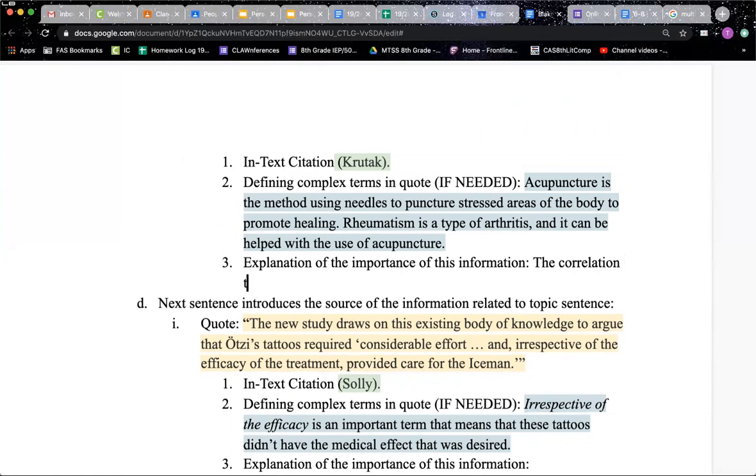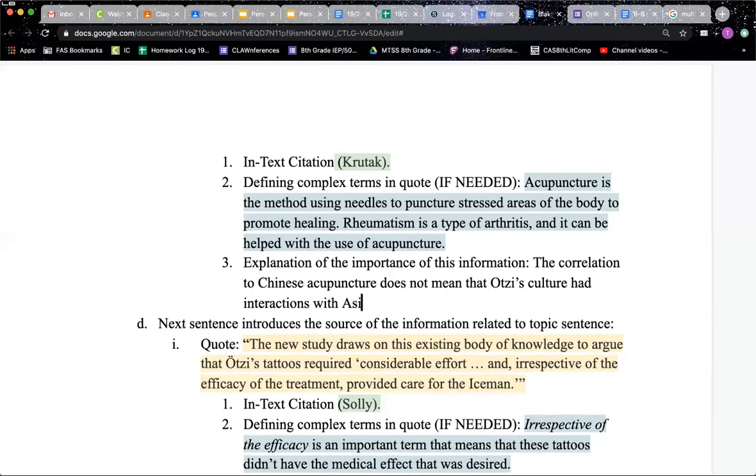So I'm going to sound fancy. The correlation, and that's like the connection essentially, acupuncture does, I'm going to say does not, mean Otzi's culture had interactions with Asian or Chinese cultures. What it does mean, essentially, this means that. It's almost the same sentence starter. Like I said, you can modify them as you want. So what it does mean, or what this means that, oh, I lost my train of thought.